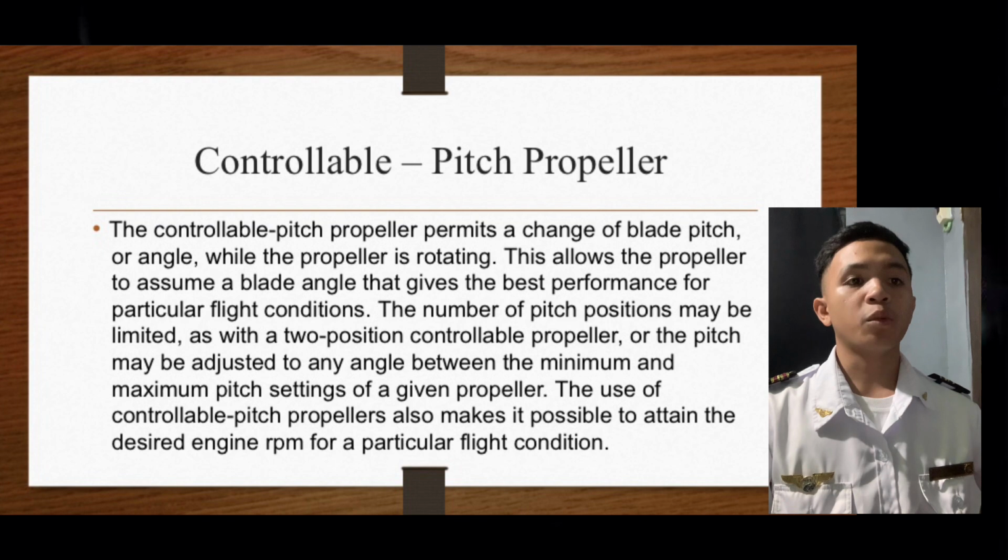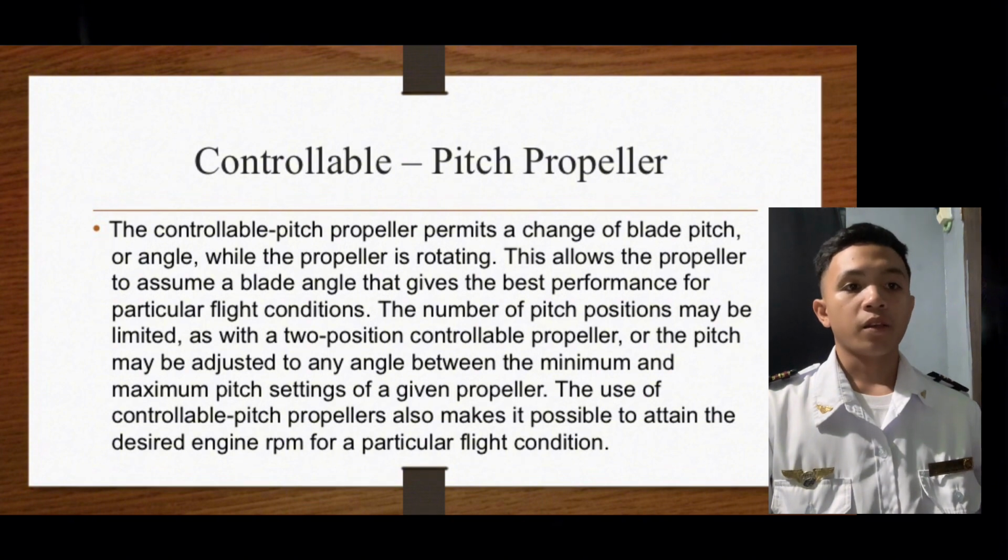Controllable pitch propellers permit a change of blade pitch or angle while the propeller is rotating. This allows the propeller to assume a blade angle that gives the best performance for particular flight conditions. The number of pitch positions may be limited, as with a 2-position controllable propeller, or the pitch may be adjusted to any angle between the minimum and maximum pitch settings for a given propeller.